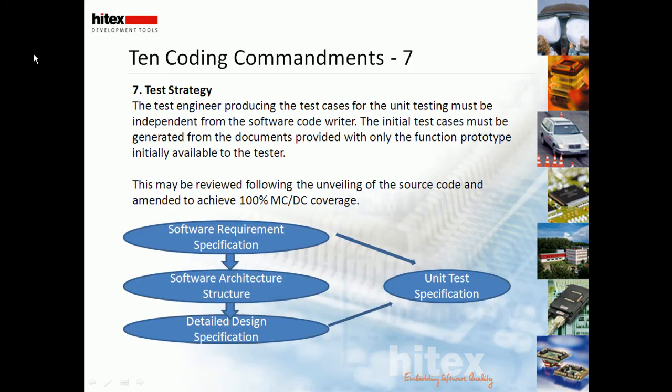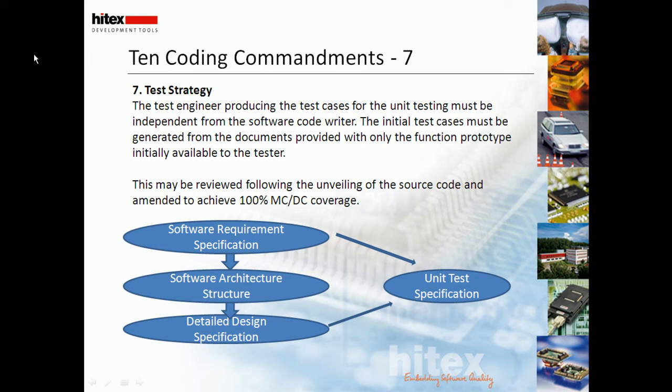Test strategy. The test engineer producing the test cases for the unit testing must be independent from the software code writer. The initial test cases must be generated from the documents provided, with only the function prototype initially available to the tester. This may be reviewed following the unveiling of the source code and amended to achieve 100% MCDC coverage. The reason for this is that the initial software requirements and the software architecture structure may well have been misinterpreted by the software developer.